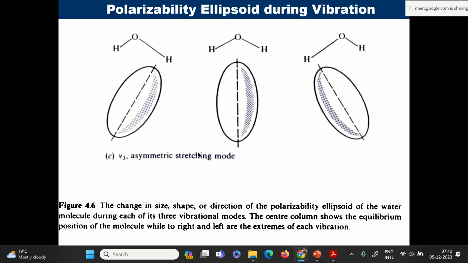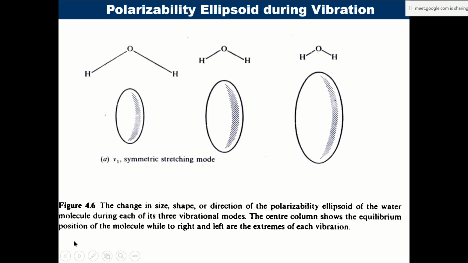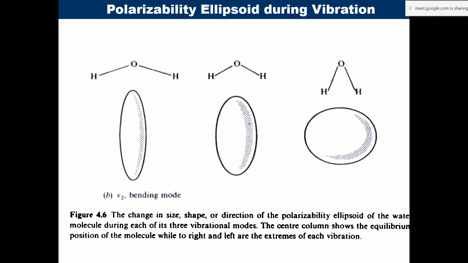So I was explaining two things. What I was talking about is this. First we talked about symmetric stretching, and we found that in this particular case the size of the polarizability ellipsoid is changing. In the second case, the bending mode, a careful analysis will tell you that there is a change in the shape of the ellipsoid. So this is also Raman active.